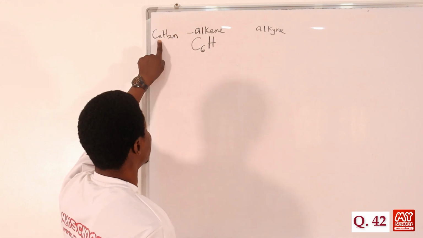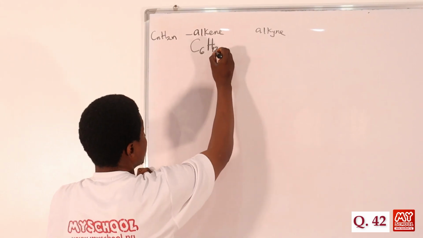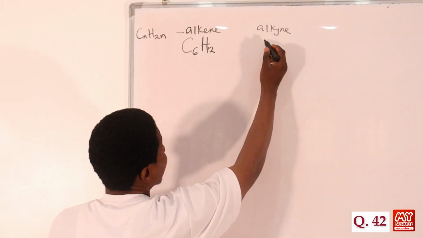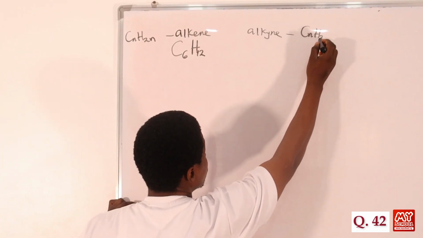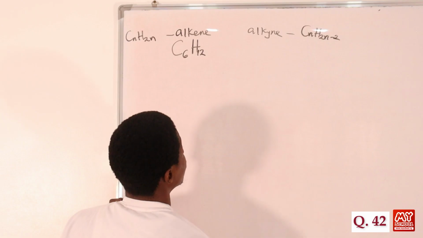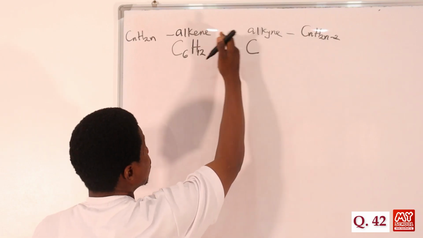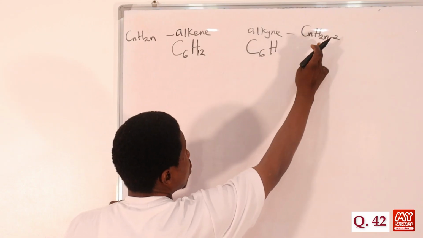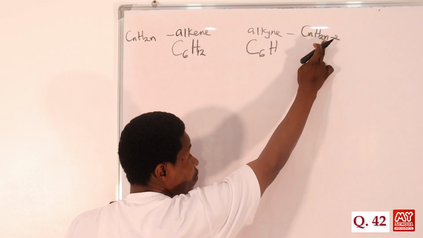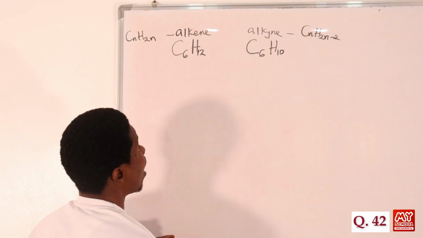So if n is 6 here, H should be what? 2 times 6, okay? So that will be 12. So that is your alkene. While alkyne has the formula CnH2n minus 2. Don't forget, both of them are carbon 6. So C6, when n is 6, H will be 2 times 6 is 12, minus 2, that gives us 10. So this is your alkyne.